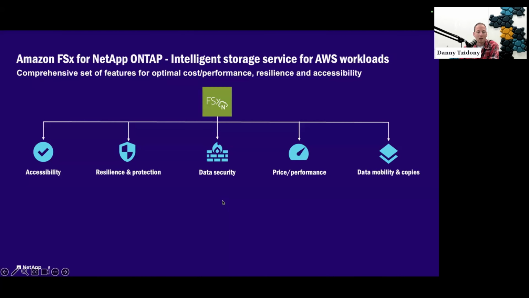Now it's time to talk about our main topic, which is Amazon FSx for NetApp ONTAP. What is it? It's an intelligent storage service for AWS workloads. Essentially, it is an AWS managed service. Although this webinar is hosted by NetApp, FSx for ONTAP is an AWS storage service.